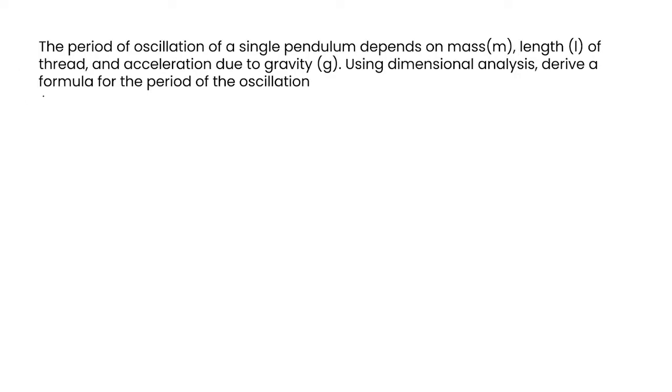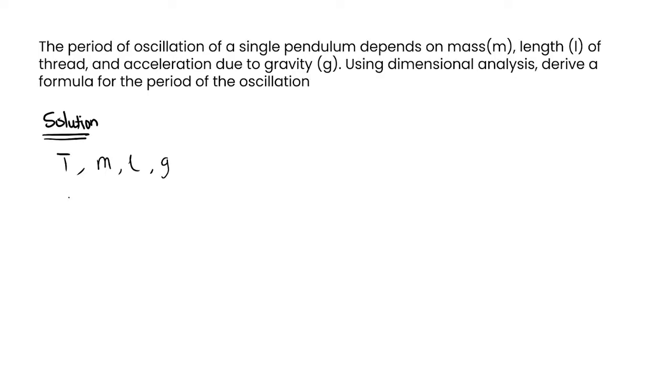The first thing I'll do here is write down my solution, and then I read the question again. They said the period of oscillation of a single pendulum depends on the mass. I'll represent the period with T. They say it depends on mass, which is m, length L, and acceleration due to gravity. We have to use dimensional analysis to derive the formula for this period of oscillation.